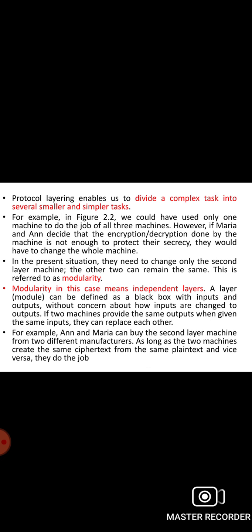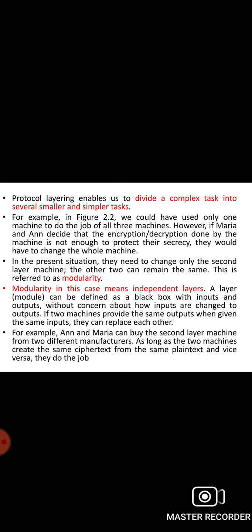So protocol layering enables us to divide the complex task into several smaller and simple tasks. For example, we could have used only one machine to do the job of all three machines. However, if Maria and Anne decide that encryption and decryption done by the machine is not enough to protect their secrecy, they would have to change the whole machine. So in the present situation, they need to change only the second layer machine. The other two can remain the same. This is referred to as modularity. So modularity in this case means independent layers. Each layer is independent of others.